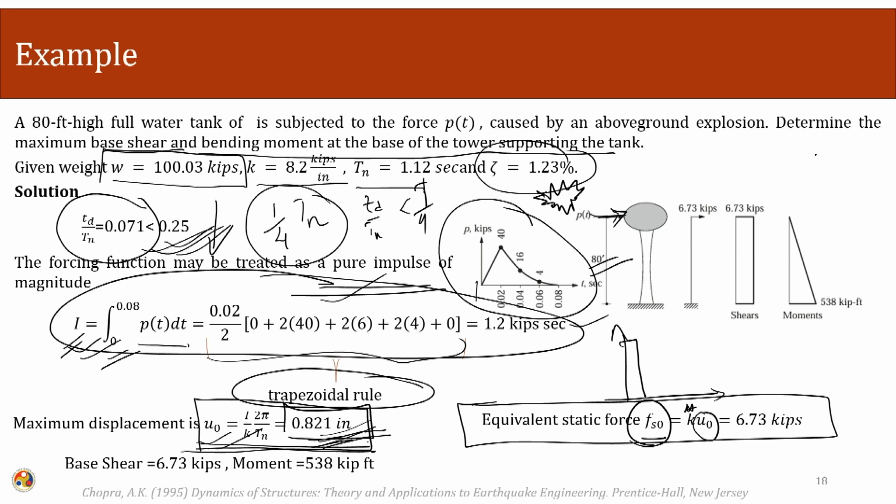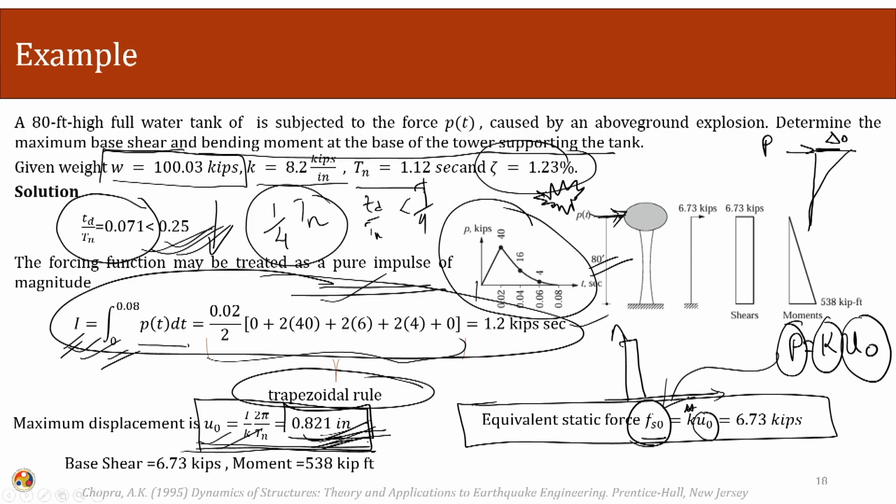By static logic, if P is applied and deflection u naught is caused, then we simply know that P equals K times u naught. We have our u naught and we have our K. So the deflection which was actually caused by a dynamic loading is treated as caused by an equivalent static loading. This is my equivalent static force.